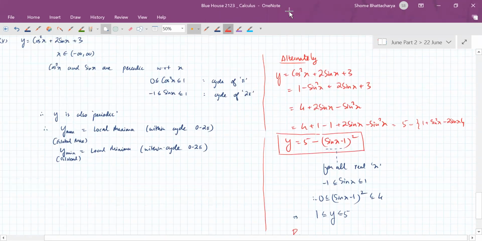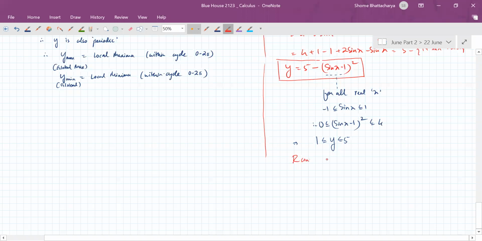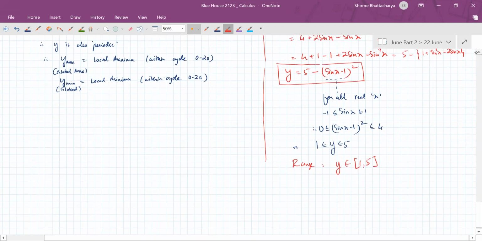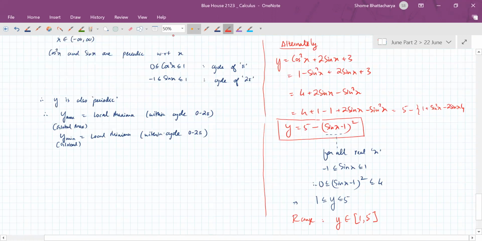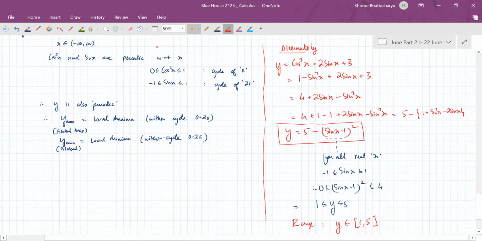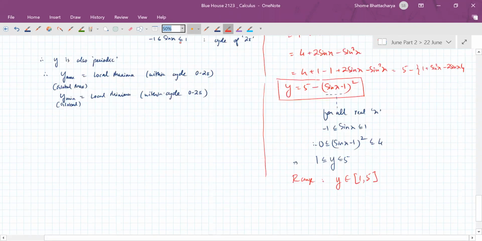According to this method, y belongs to the interval 1 to 5, including both numbers, the closed interval 1 to 5. This is a rather easy method. This is more like an algebraic manipulation kind of method, but we are able to do this because we noticed that you can write the function as a quadratic in sin x.